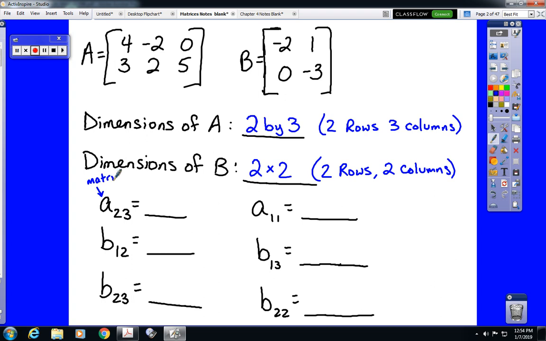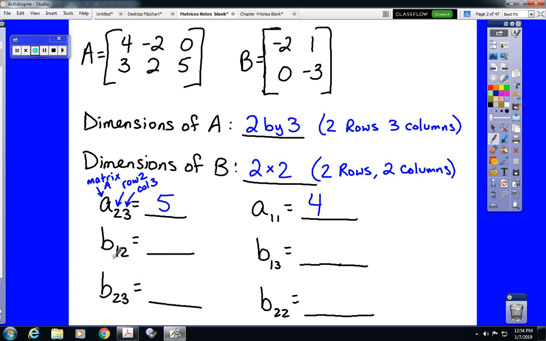So for the first one, we're looking at matrix A. The numbers will then tell us the row number and the column number. So we're looking for the information that is located in matrix A, row 2, column 3. So go to matrix A, we locate row 2, column 3, that would be 5. On the next one we have A sub 1, 1. So that's in matrix A, row 1, column 1. So row 1, column 1, that would be 4.